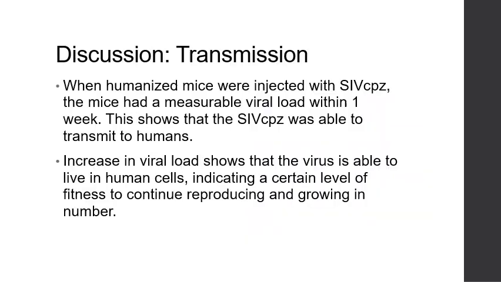So what this tells us about the transmission of SIV-CPZ into humanized mice is that SIV-CPZ was able to live in this environment despite the presence of the humanized immune system. And that's evidenced by the measurable viral load and the increase of the viral load for the first 80 days. So SIV is able to live in the system. It's able to reproduce and actually grow in number.